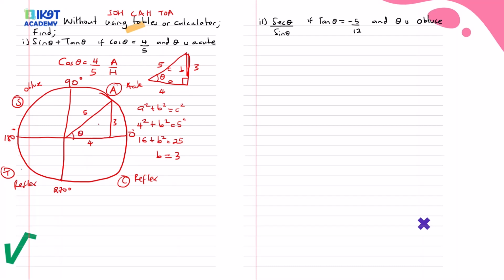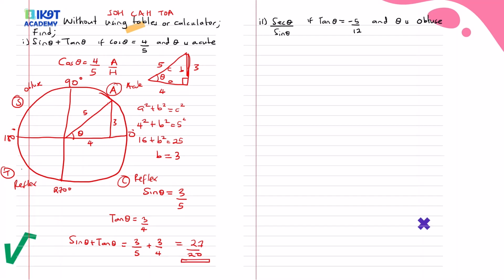So what do we need? We need to find the value of sine theta plus tan theta. Sine theta is opposite out of hypotenuse, so it's 3 out of 5. And tan theta is opposite out of adjacent, that's 3 out of 4. The question wanted us to find sine theta plus tan theta, so this equals 3 out of 5 plus 3 out of 4, and this is 27 out of 20. So that's the answer, without using a calculator.